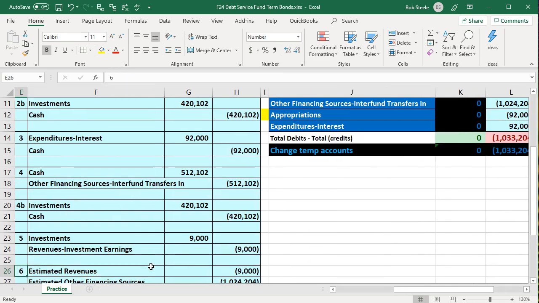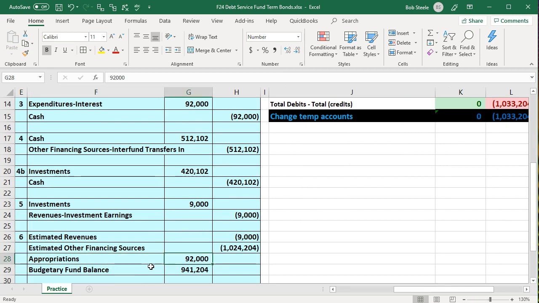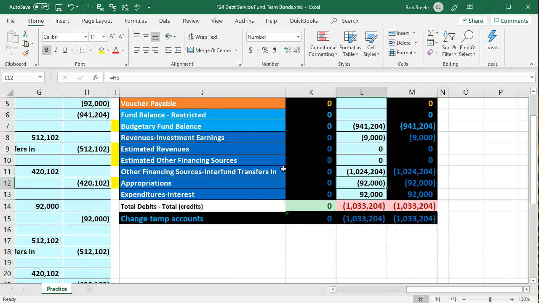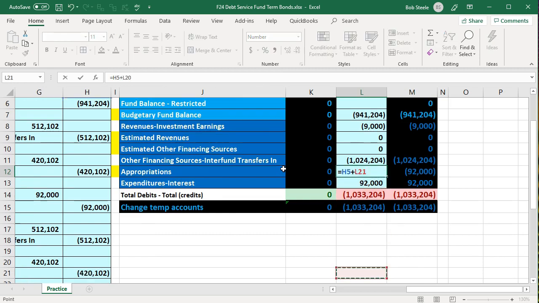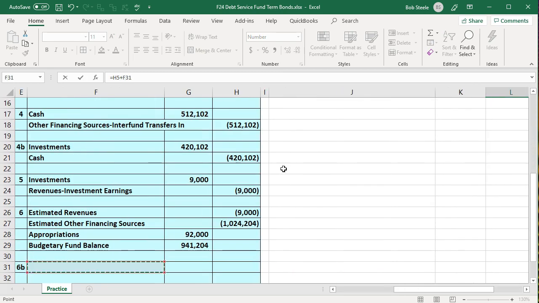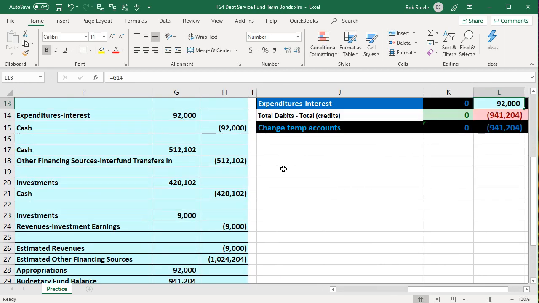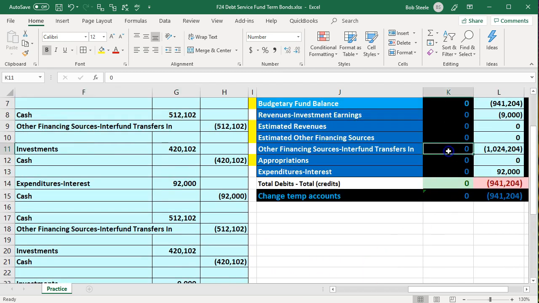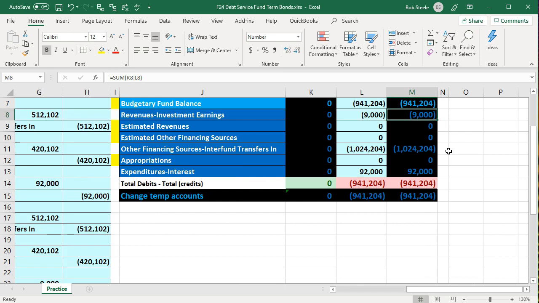Then we have the appropriations. So here's the appropriations. If we scroll back up, here's the appropriations. We are in cell L12. Say F2 plus F2. Scroll back down and pick up that debit for the appropriations. And then finally, we have the budgetary fund balance. So we can see the appropriations went down to 0.